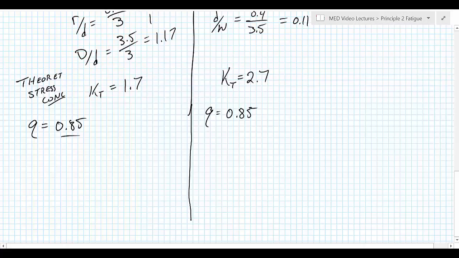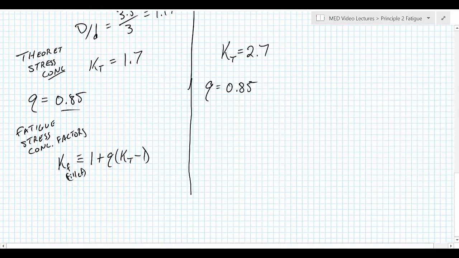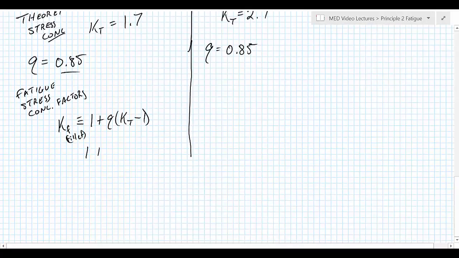This allows us now to find our actual fatigue stress concentration factors. So KF for the fillet is 1 plus the notch sensitivity Q times KT, the theoretical, minus 1. Or in our situation for the fillet, we have 1 plus 0.85 times 1.7 minus 1. So KF for the fillet equals 1.295.